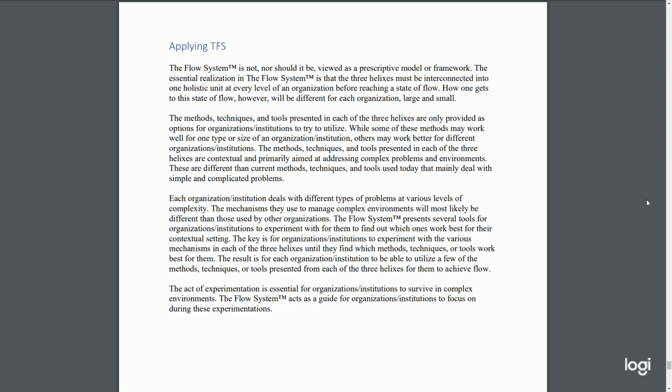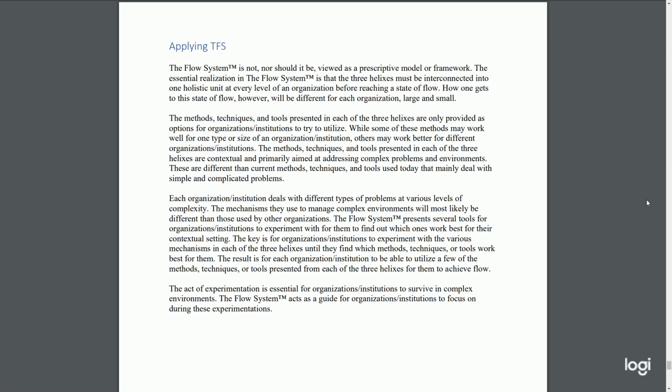The essential realization in the flow system is that the three helixes must be interconnected into one holistic unit at every level of an organization before reaching a state of flow. How one gets to this state of flow, however, will be different for each organization, large and small. The methods, techniques, and tools presented in each of the three helixes are only provided as options for organizations, institutions to try to utilize. While some of these methods may work well for one type or size of an organization, institution, others may work better for different institutions.